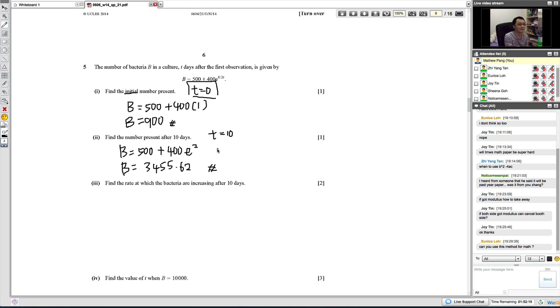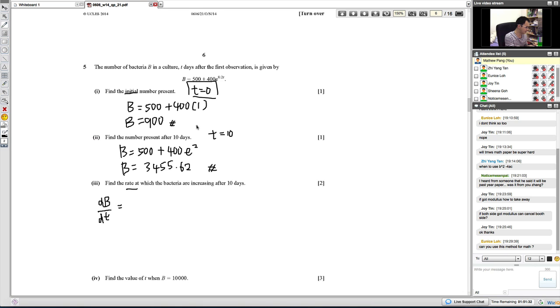And then the third part is find the rate at which the bacteria are increasing after 10 days. The question asks you to find the rate. Whenever you see the words find the rate, and this one is in terms of time already, that means you just differentiate it. So what I will do is differentiate dB/dt. dB/dt will equal to 0.2 multiplied by 400.